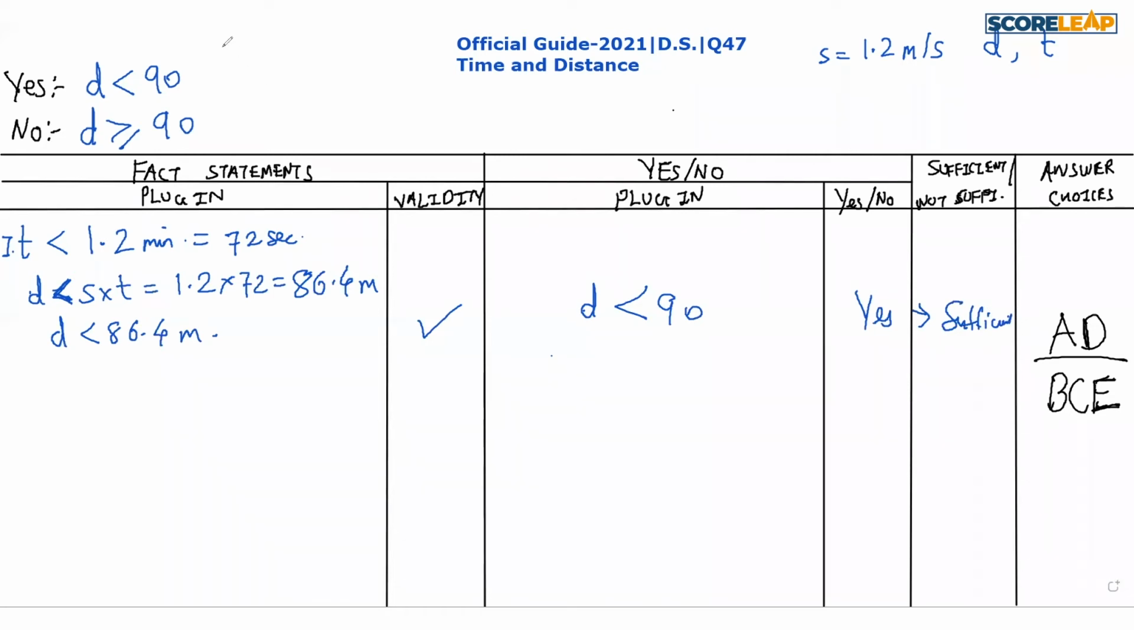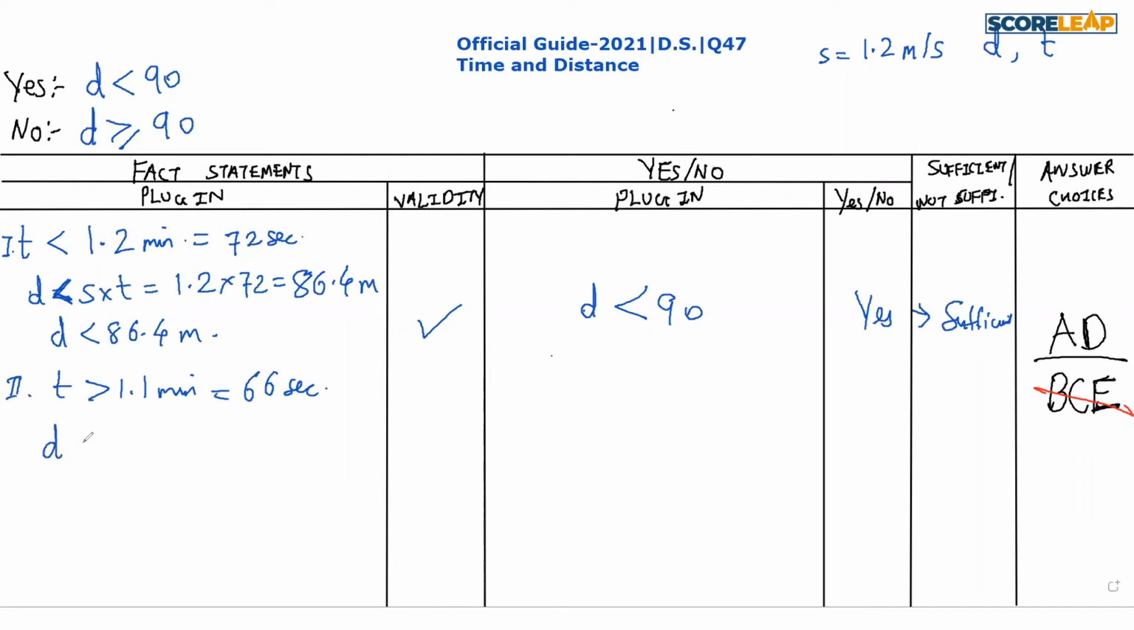Whenever statement 1 is sufficient, we simply knock off options B, C, E. Check the rest of the options. Let us jump to statement 2. Statement 2 says that it takes the conveyor belt more than 1.1 minutes to move the bottle from the loading dock to the unloading dock. So the time taken over here is greater than 1.1 minutes, which is approximately 66 seconds.